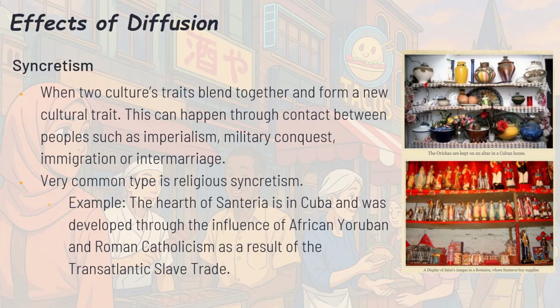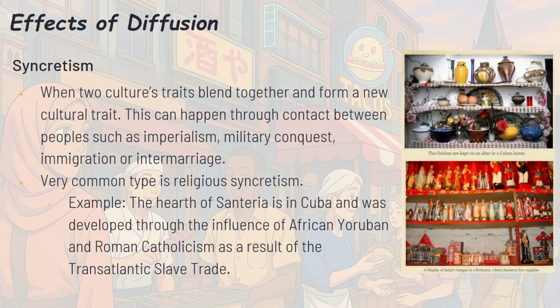One of the most common and powerful forms is religious syncretism. Case in point, Santeria. Born in Cuba, this belief system mixes African Yoruban religion with Roman Catholicism, a fusion that came out of the transatlantic slave trade. The images show how this blend lives on. On the top, there's an altar filled with orishas, deities from Yoruban traditions. Down below, you've got Catholic saints displayed in a botanica, where followers shop for sacred supplies. Syncretism is proof that culture doesn't just survive contact. Sometimes, it creates something entirely unique.